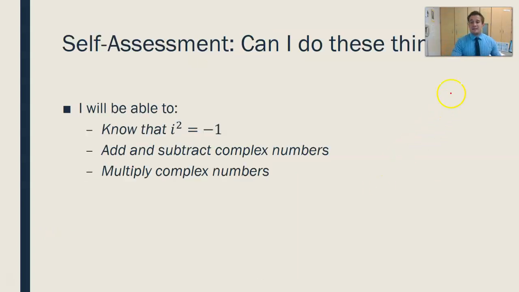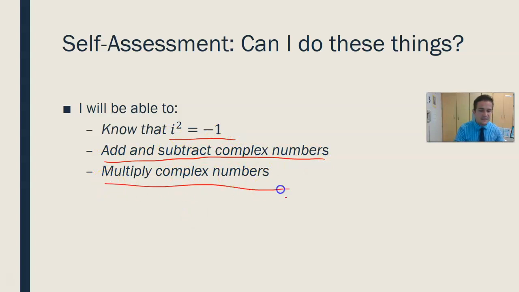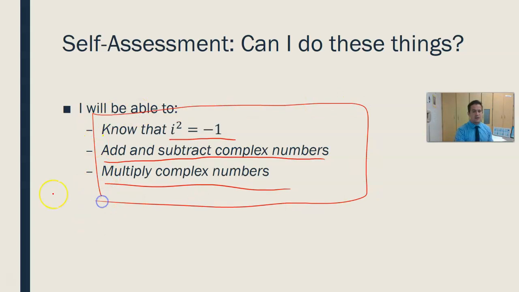And that's it. That is the end of this lesson. Again, these are the main things that I wanted you to get by the end of this lesson. I wanted you to know that i squared is equal to negative 1. I wanted you to know how to add and subtract complex numbers and how to multiply complex numbers. Again, some of those last slides were kind of extra objectives, some challenge objectives that I would like you to try to learn and understand, but you should feel pretty confident if you've got these 3.